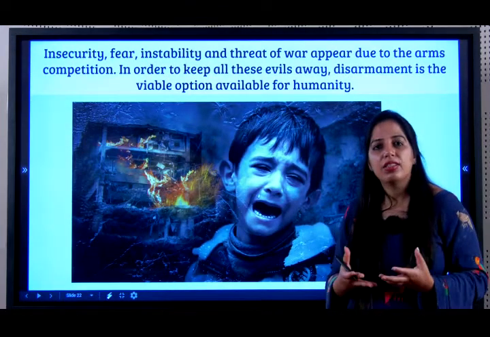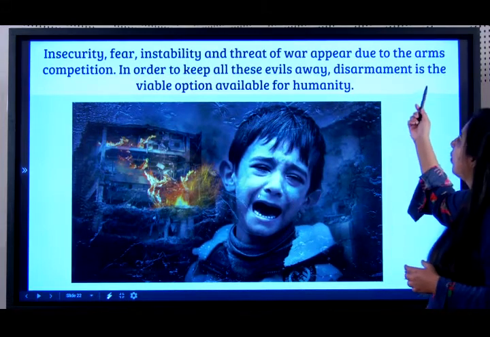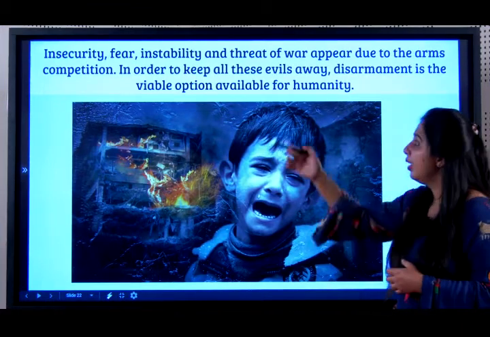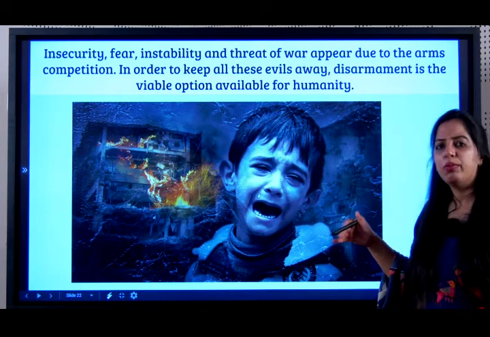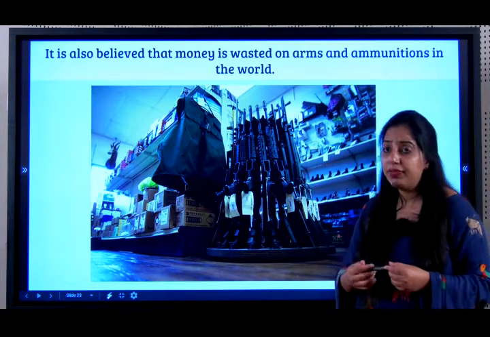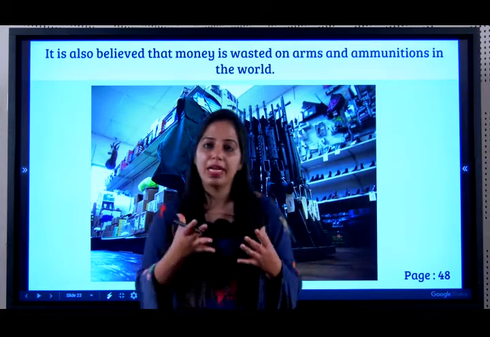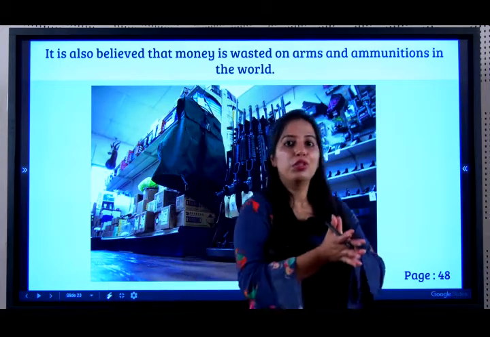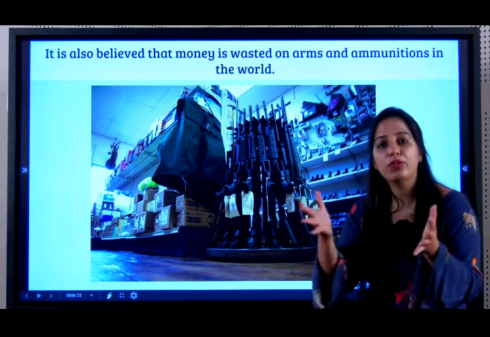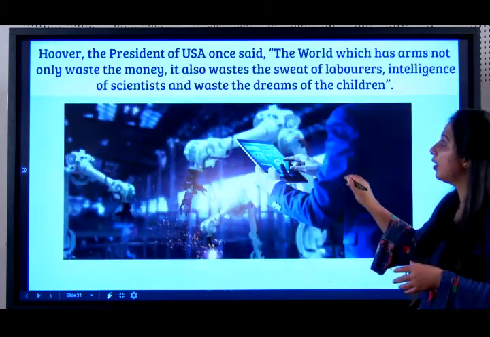Why is there a race for arms? Insecurity, fear, instability and threat of war appear due to the arms competition. In order to keep all these evils away, what is the best solution? Disarmament is the best solution. It is believed that money is wasted on arms and ammunition. Imagine the kind of money spent on buying weapons. It can be used to bring poverty alleviation programs, to provide food for so many people who are hungry and homeless. So much development can be achieved.